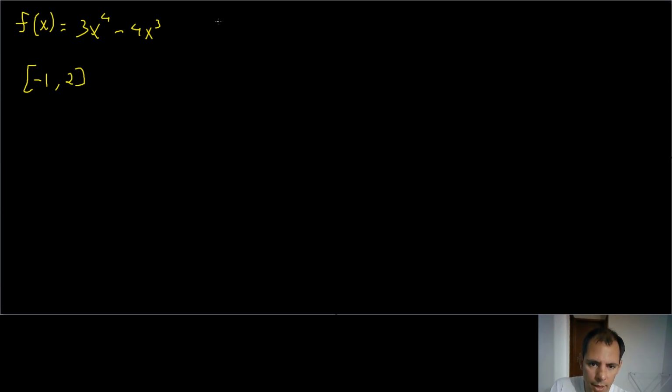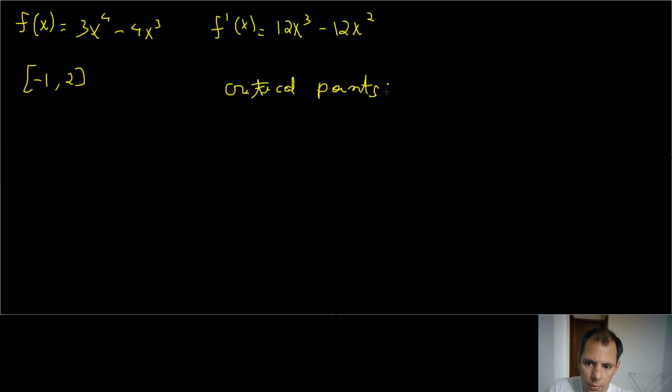Well, let's find the first derivative. The first derivative is going to be 12x cubed minus 12x squared. So you want to know when this is 0. Critical points are when we have this equal to 0. So let me do this.